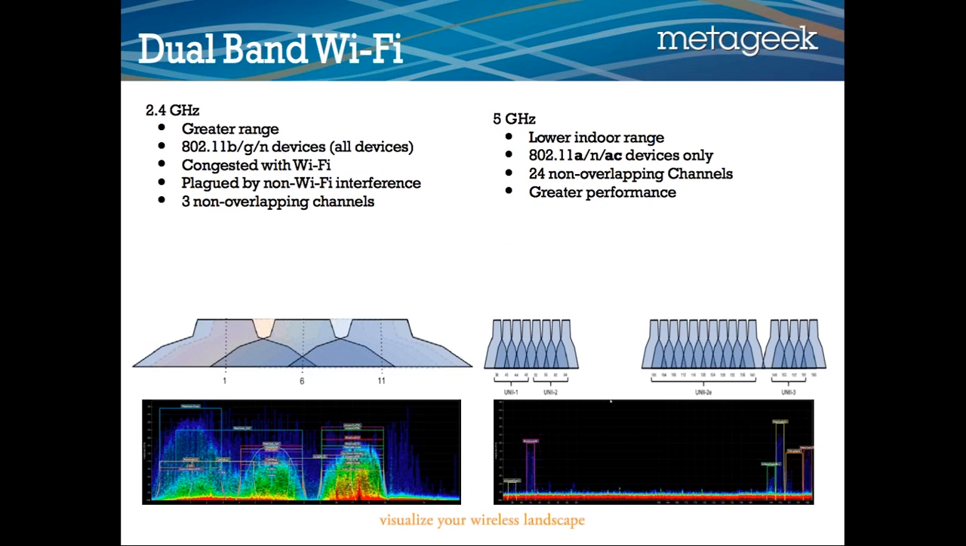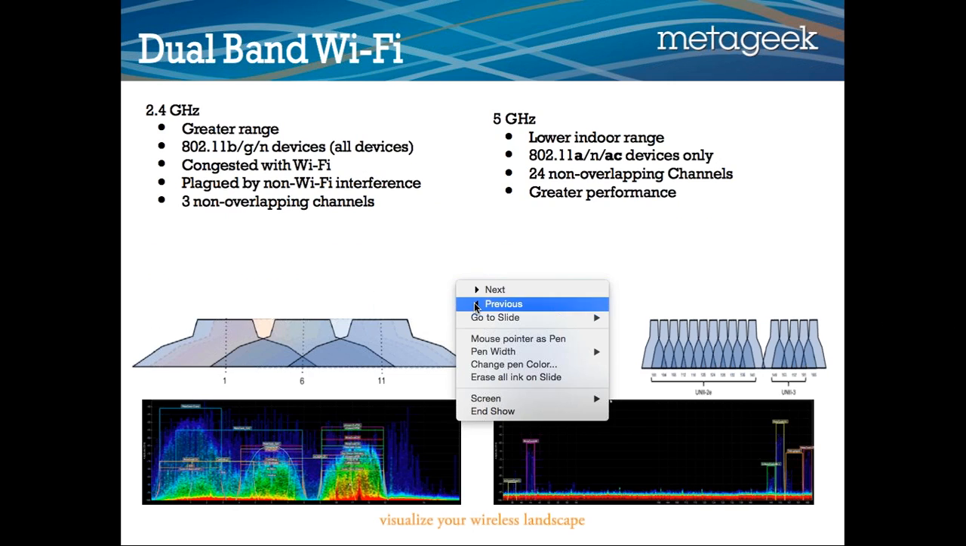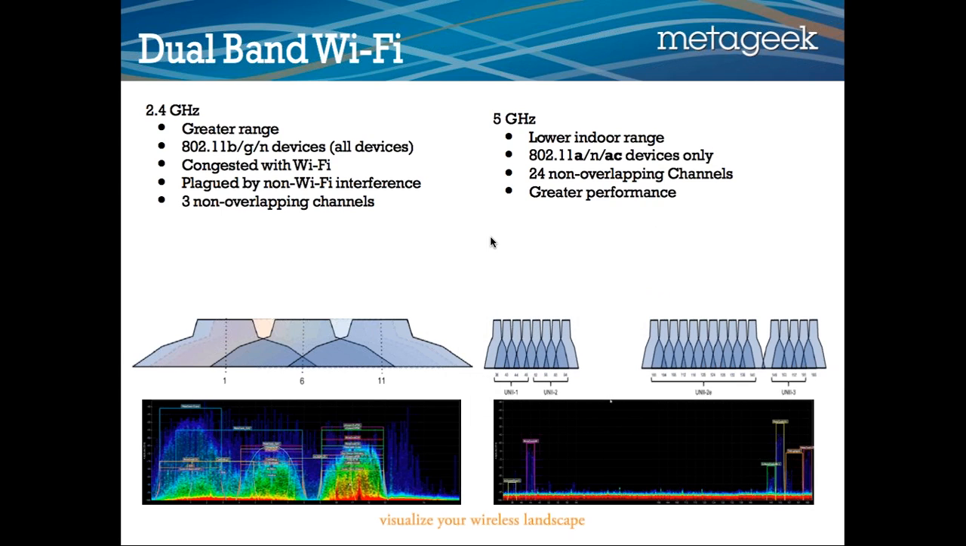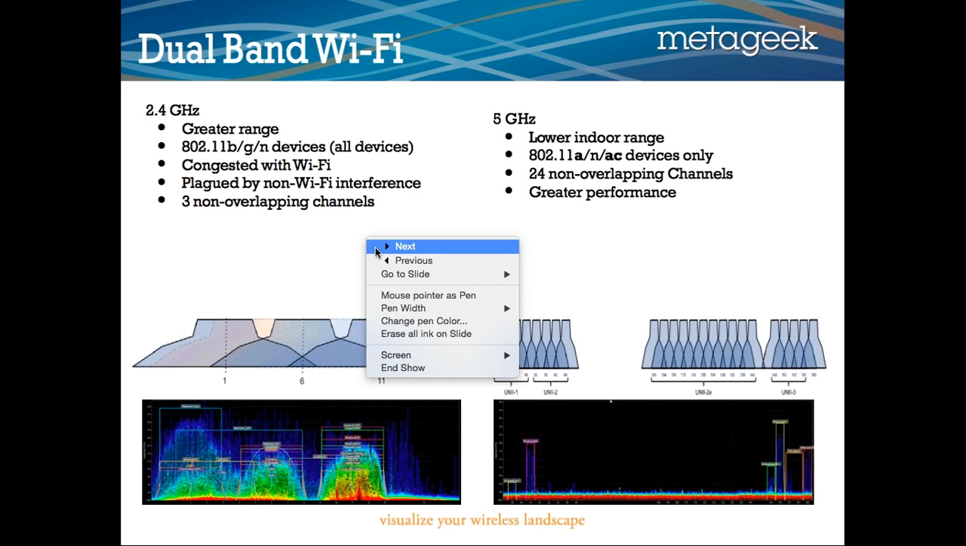The first thing that I'd like to do is make a comparison of the 2.4 and 5 gigahertz bands. This is really important when you're working with Wi-Fi in any capacity. It's very important to understand the fundamental differences between 2.4 and 5 gigahertz. As we get into spectrum analysis, there are some differences between these two bands that we need to think about. So first, let's talk about the 2.4 gigahertz band.